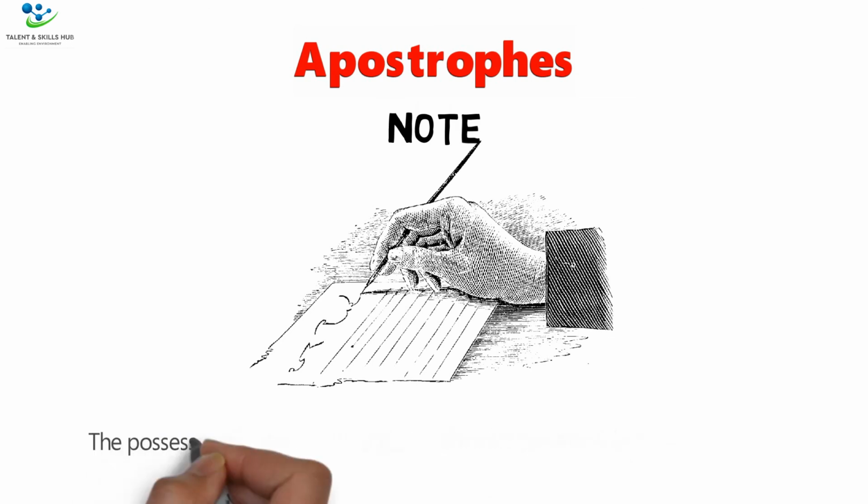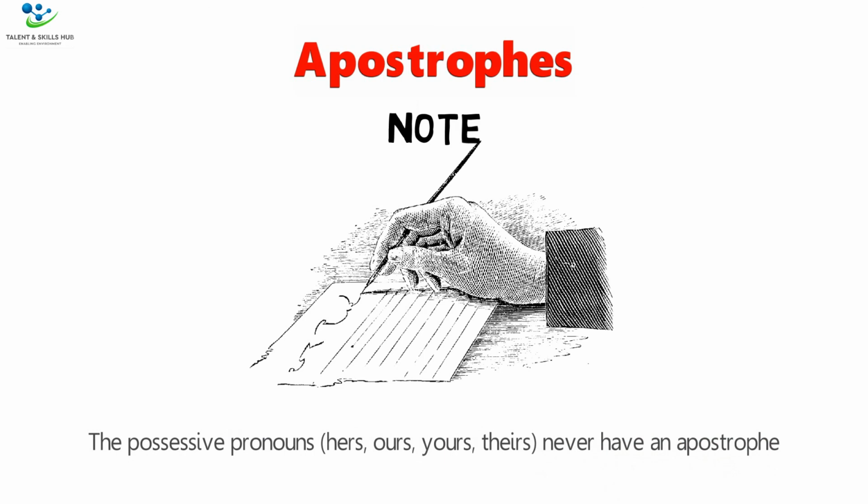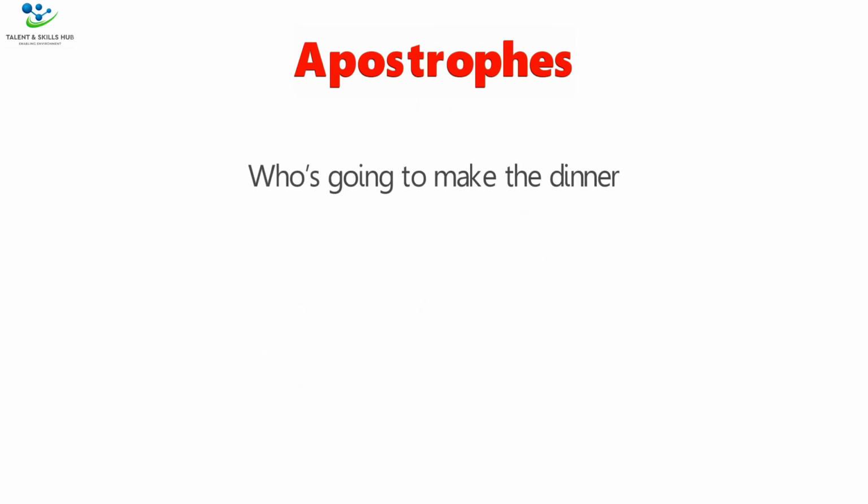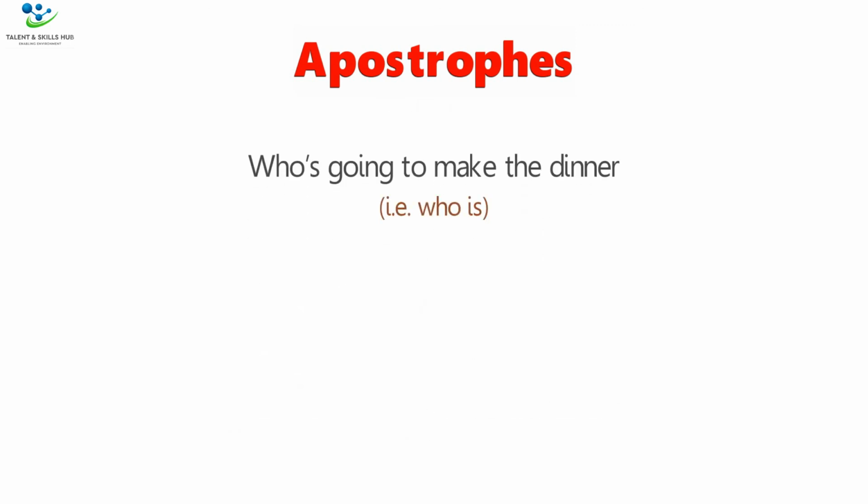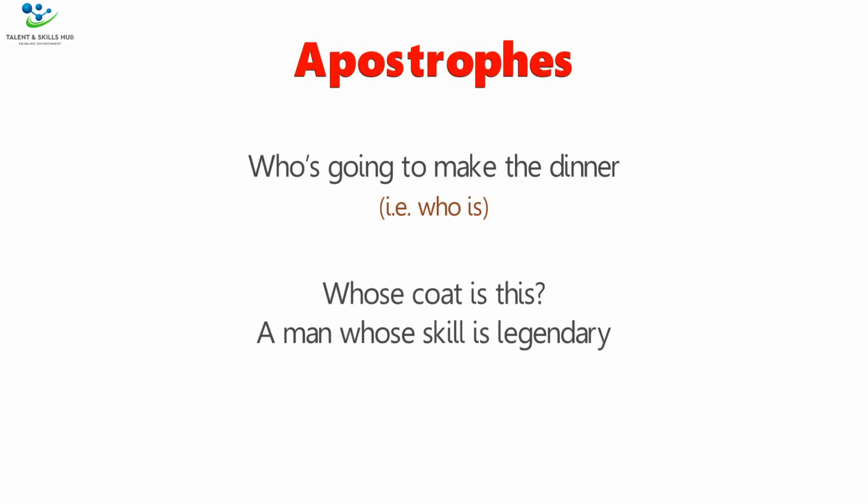Remember also that the possessive pronouns, such as hers, ours, yours, and theirs, never have an apostrophe. Make sure too that you know the difference between who's and whose. For example, who's going to make the dinner? That is, who is. Whose coat is this? Or, a man whose skill is legendary. That is, not who is, but showing belonging.